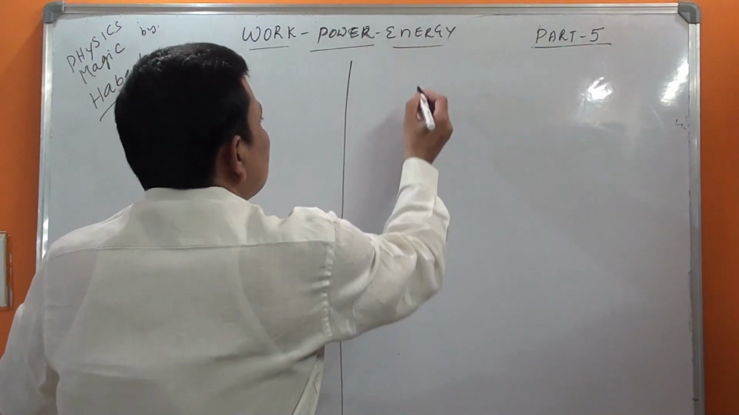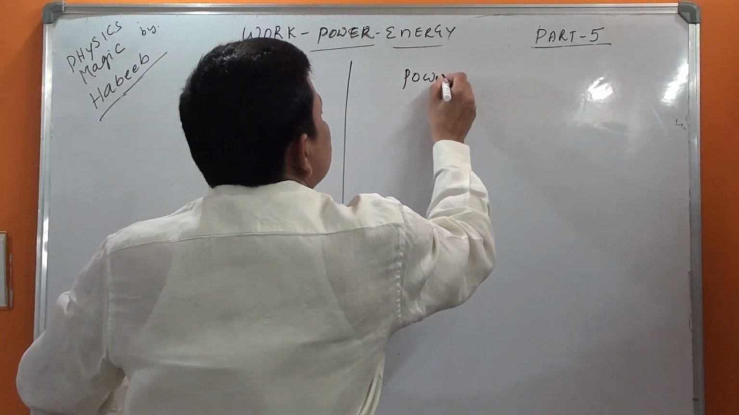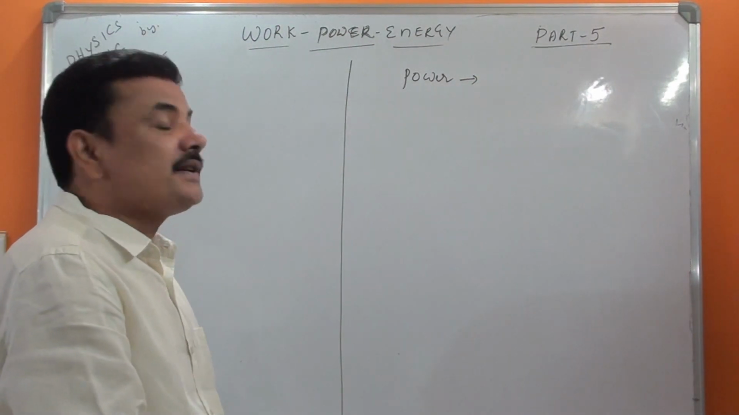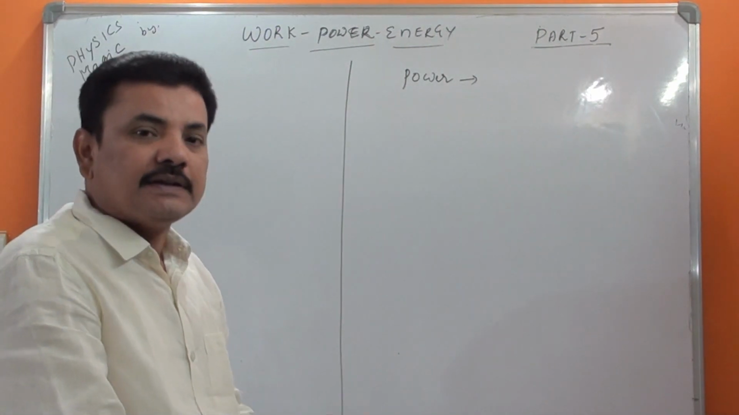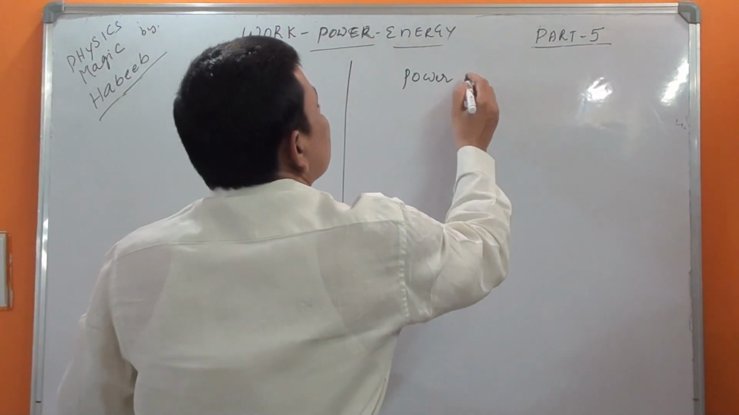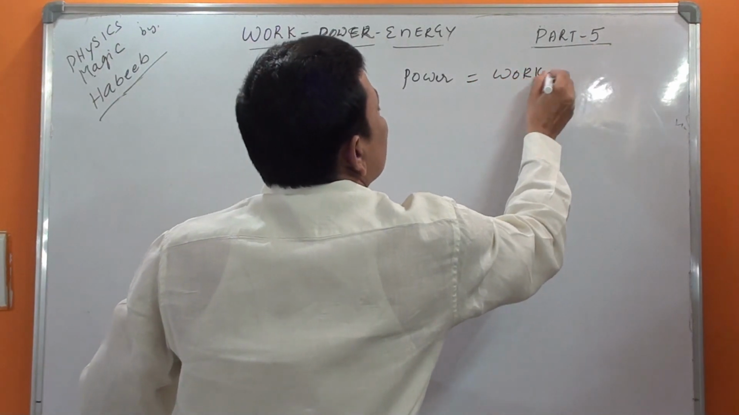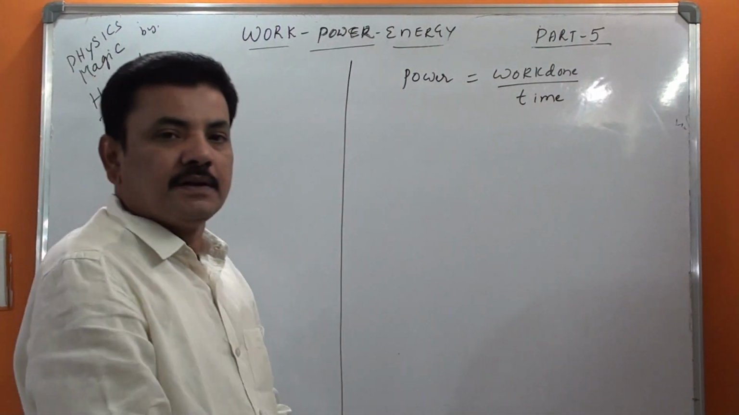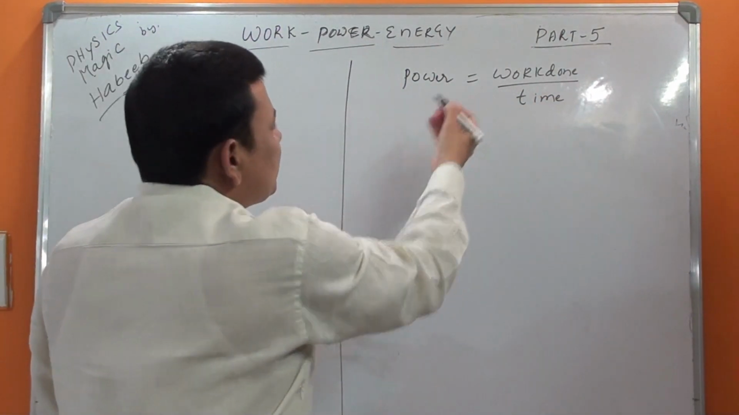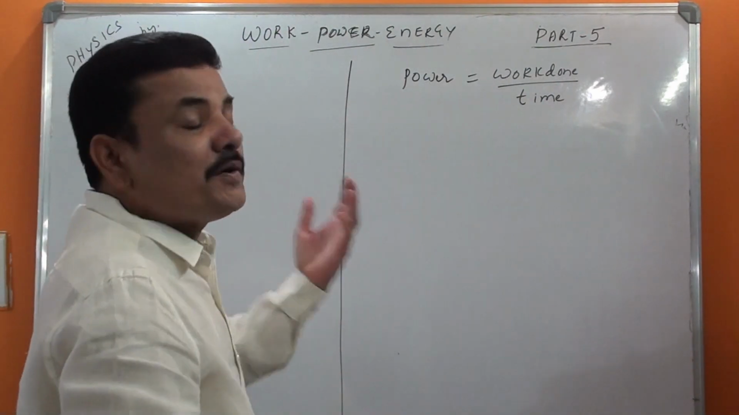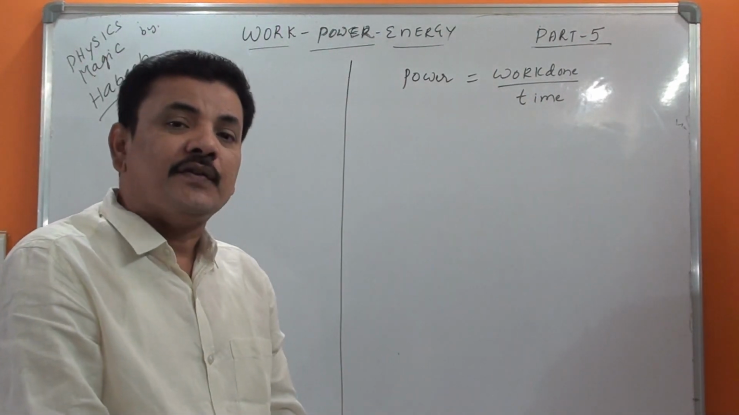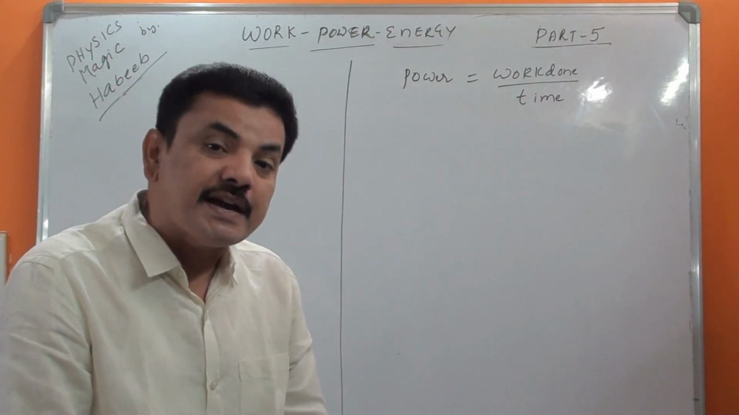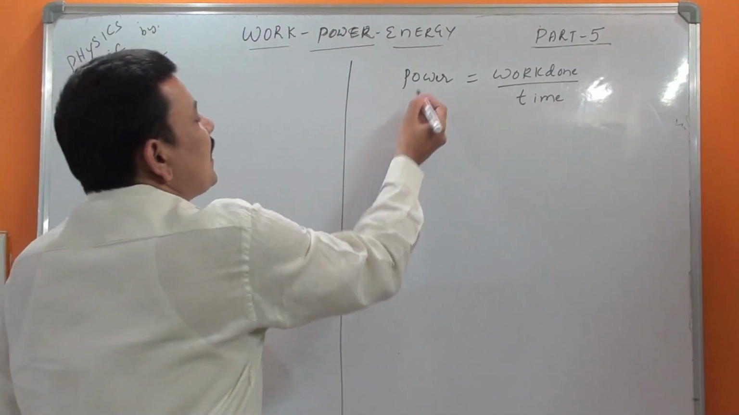So power is nothing but the rate of doing work. Means at what rate that work is being done, that is nothing but power. So we can write power is equal to work done by time. Generally, direct power will not be asked. Generally two kinds of powers will be questioned in exams. One is average power, another one is instantaneous power. So let us discuss those.